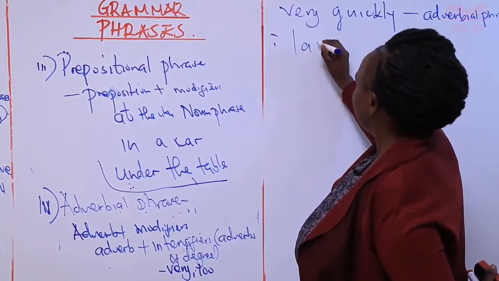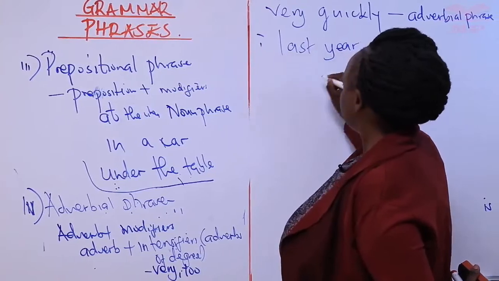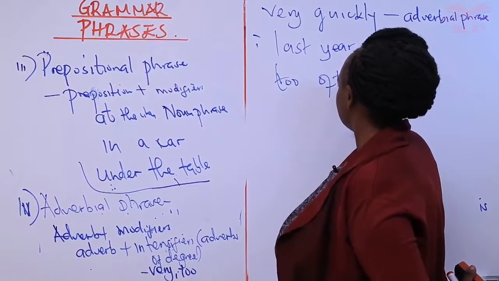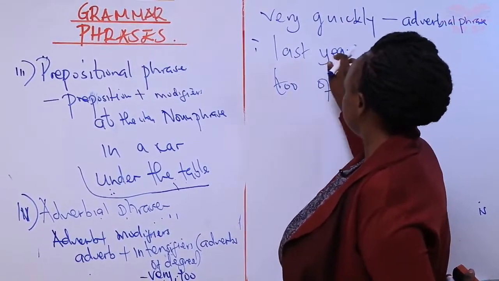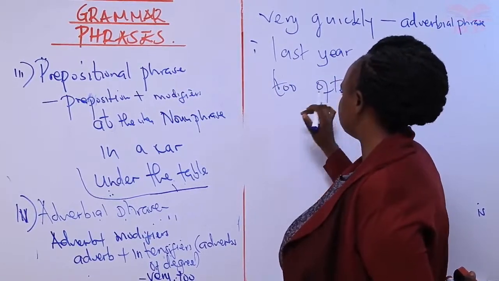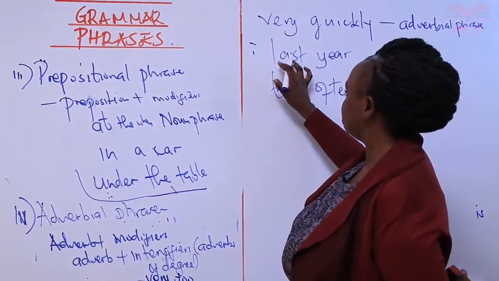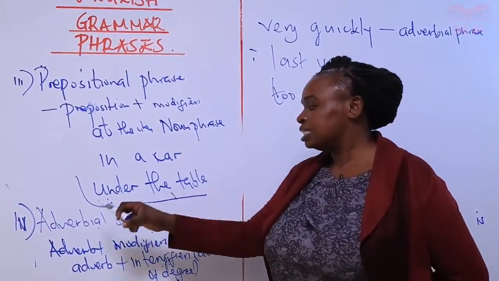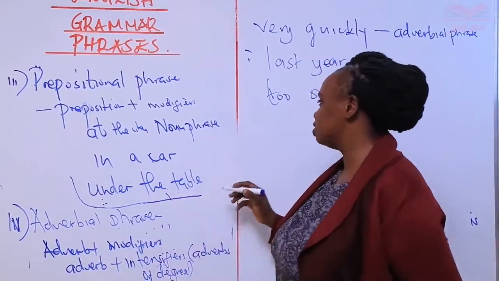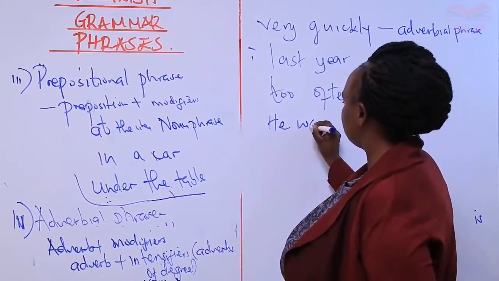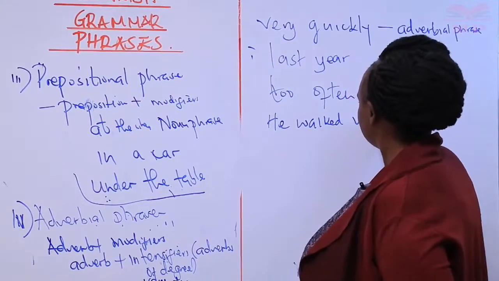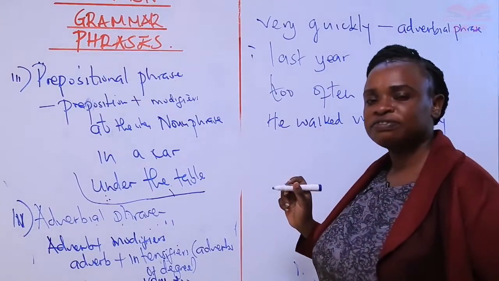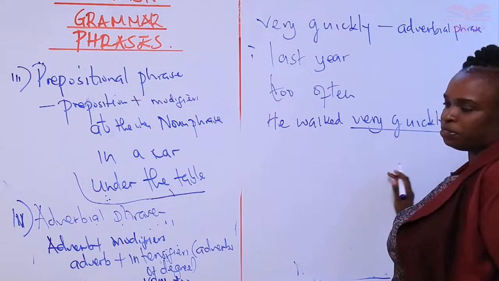Even examples like last year. Examples like too often. All these are two adverbs, and they function as an adverbial phrase. What do you call an adverbial phrase? It's a group of words that function as an adverb in a sentence. So that you say, he walked very quickly. So if you're asked to identify the adverbial phrase in the sentence, you just underline both of these.